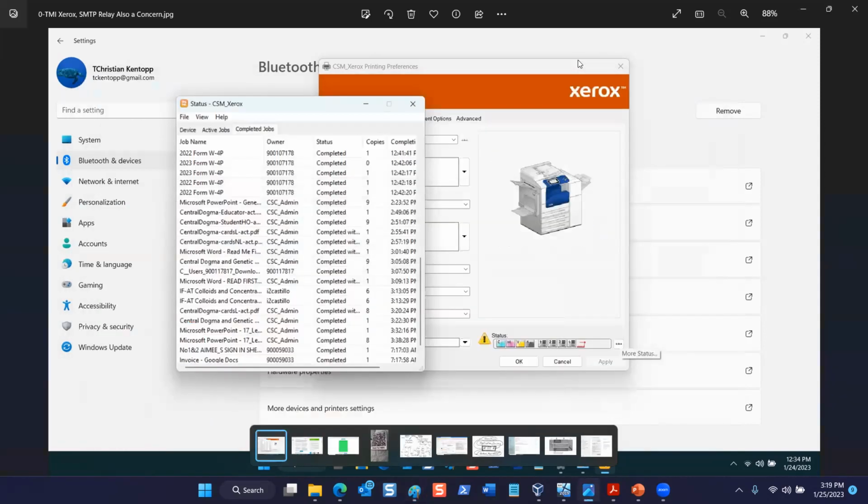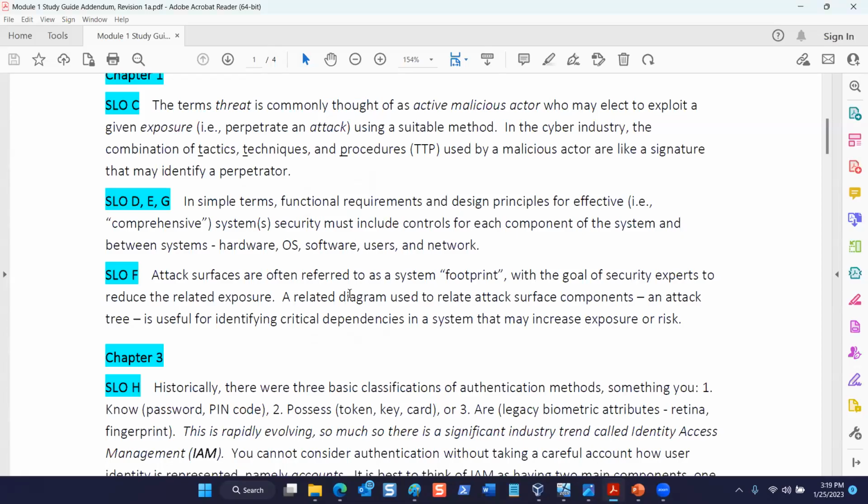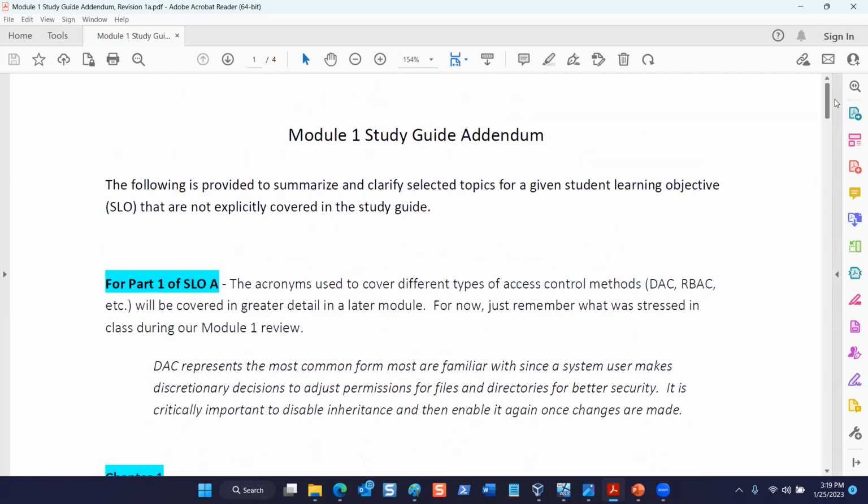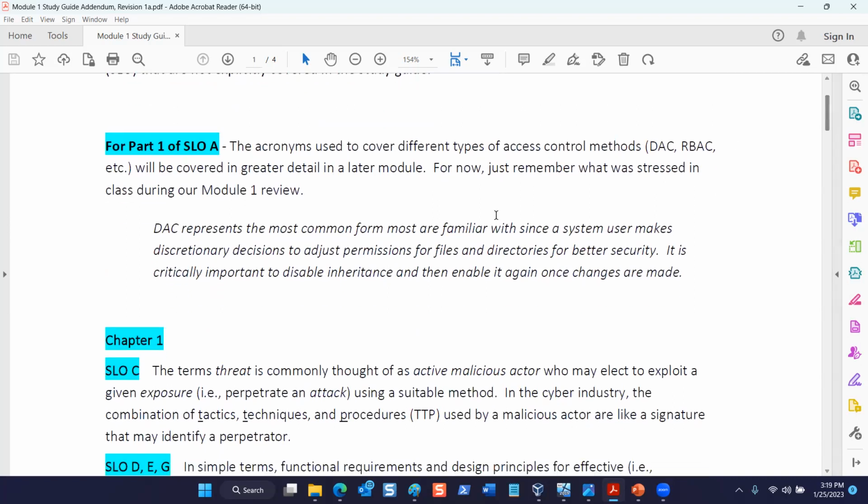Okay, so what I wanted to do was to take a moment to call out some intentional concepts in our study guide addendum. So this is the study guide addendum, and we've already talked about how DAC is the most common form of access control used by individuals who have the discretion to decide who's going to read or execute or change my data and directories.